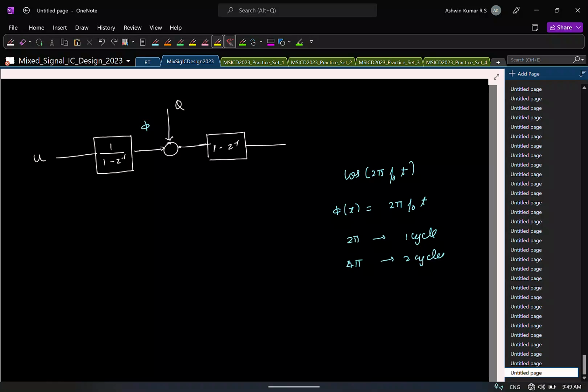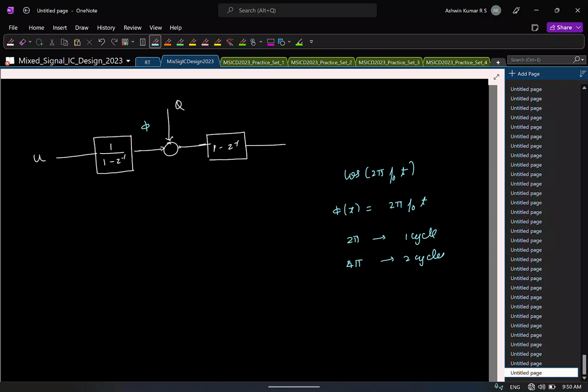If the output of an integrator is phase, what do you think will be the input of the integrator? Integral of what quantity gives you phase? Look, this is the phase. Here, what is the frequency? F naught.